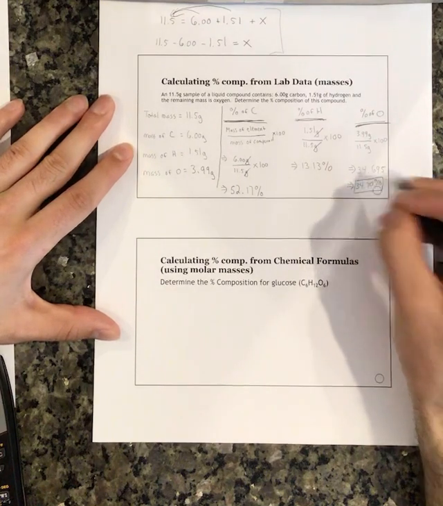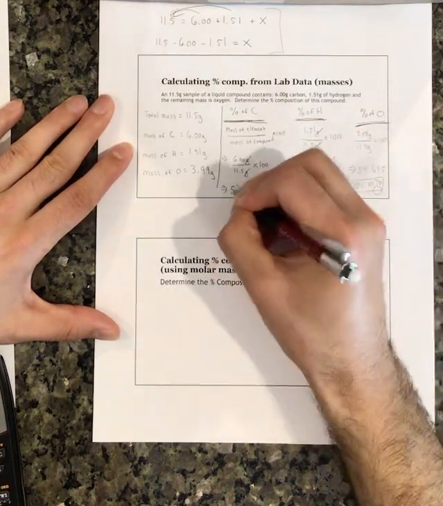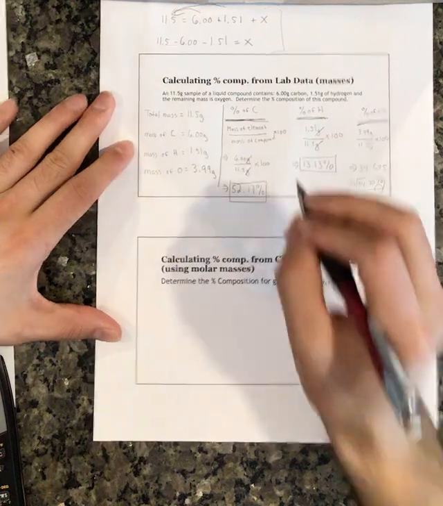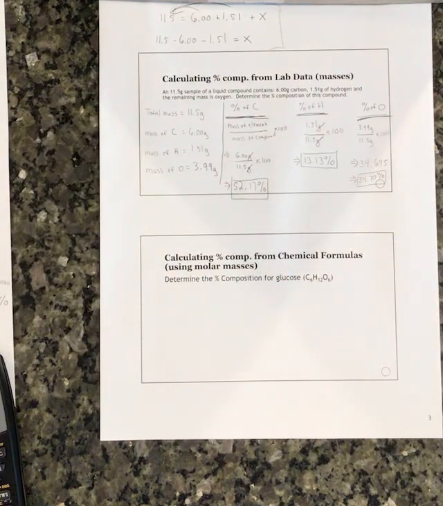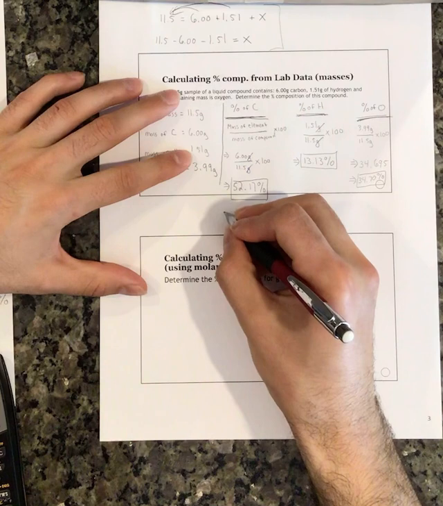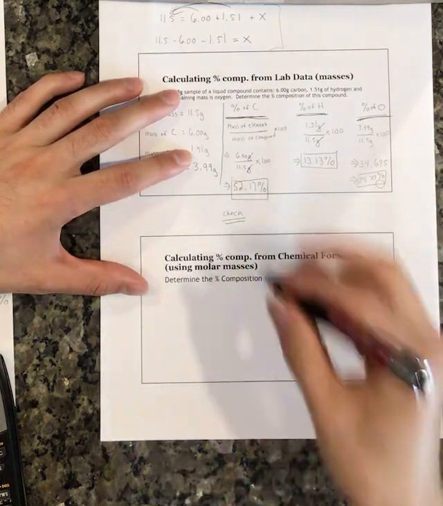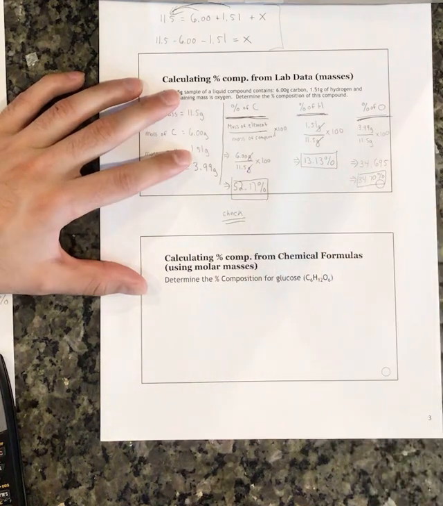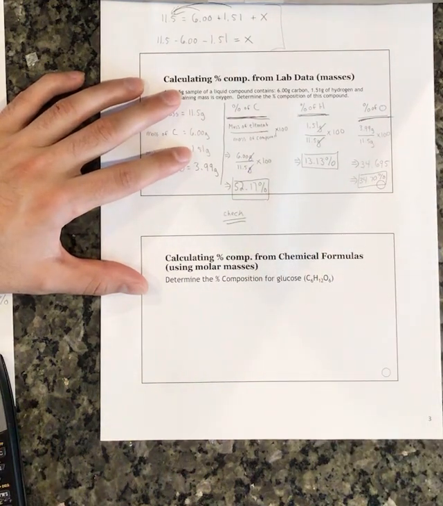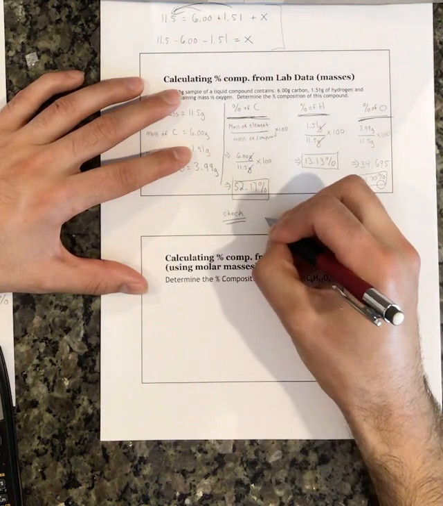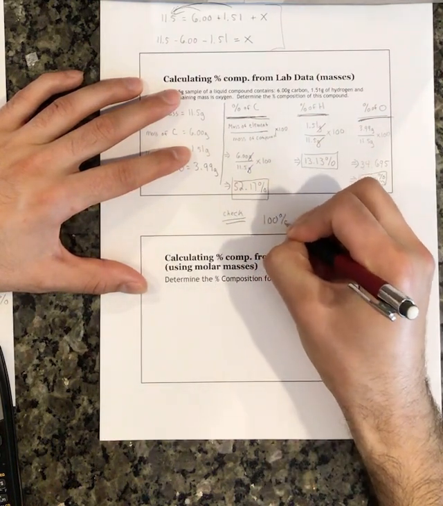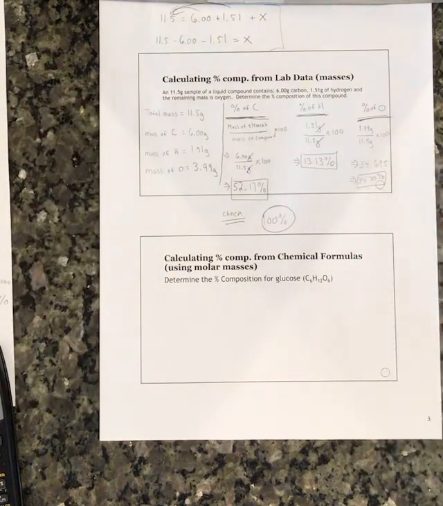This is this one, 13.13 and 52.17. Now, a quick way to check your answer. Okay, I'm going to put check here. Add up these percentages. They should add up to 100. Okay, so I'm going to do that right now. I'm going to put 52.17 plus 13.13 plus 34.70. And if I add it up, I get 100% right on the dot. And that's what we should be getting.